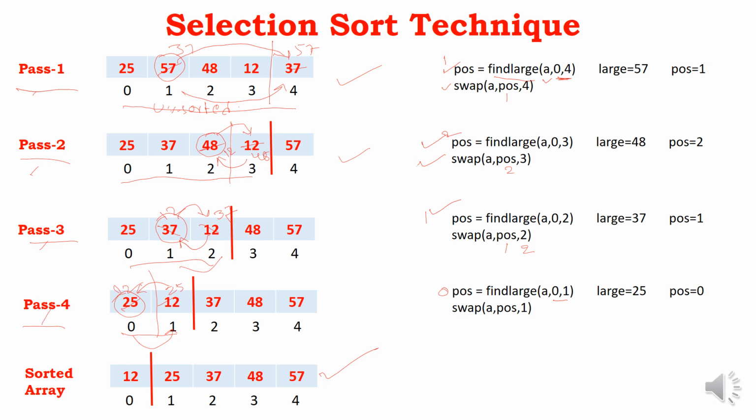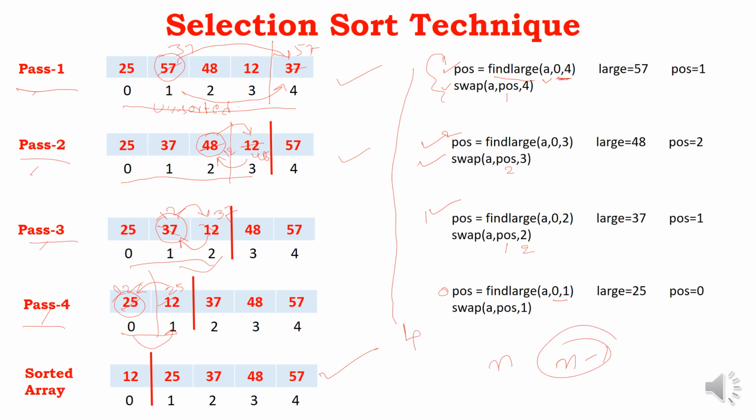In every pass, what we performed is: we find the largest element, we swap it with the last element. See here, in the second pass, find large, swap. In the third pass, find large, swap. In the fourth pass, find large, swap. So these two statements are getting repeated 4 times. That is, in an array consisting of 5 elements, we repeat these two statements 4 times. If there are n number of elements, we repeat these two statements n minus 1 times.